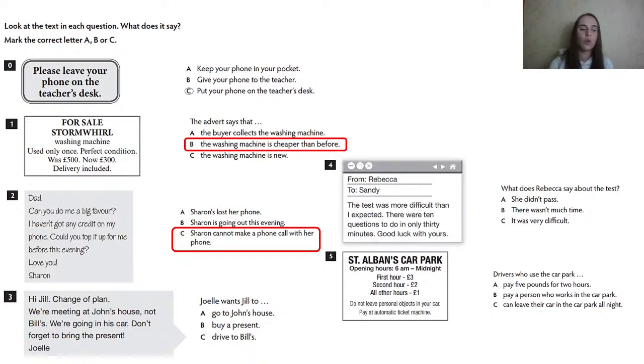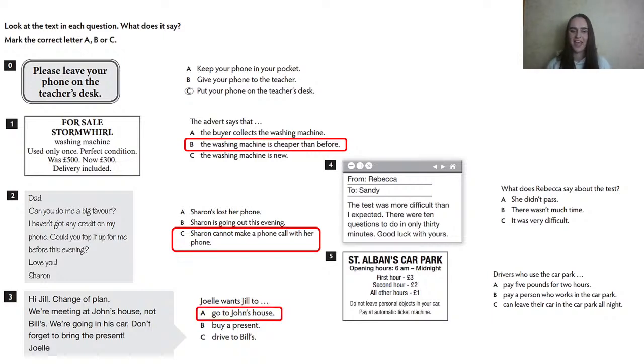3. Hi, Jill. Change of plan. We're meeting at John's house, not Bill's. We're going in his car. Don't forget to bring the present to Joella. So Joella wants Jill to A, go to John's house, B, buy a present, C, drive to Bill's. What do you think? I see B, B, B.